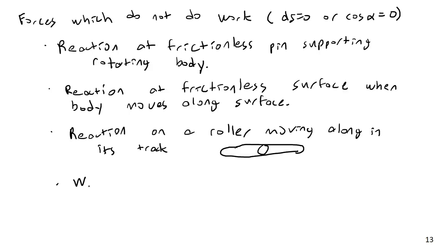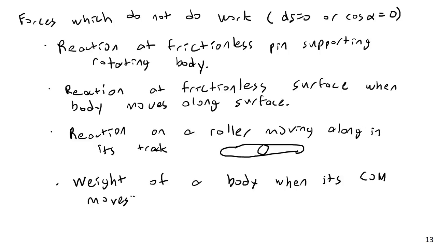And of course, we have mentioned that the weight of a body will do work, but there is one case where it won't. Weight of a body, and this is just the direction type of thing, the cosine alpha equals 0. The weight does no work when the body's center of mass moves horizontally. Because if you have an object moving perfectly horizontally, the gravitational force will be perpendicular to that motion. So therefore, it cannot perform any work.